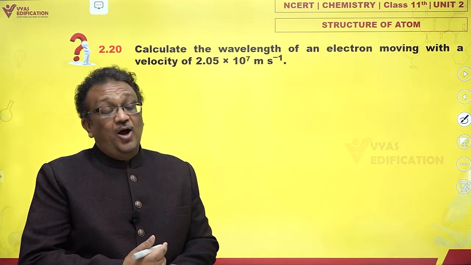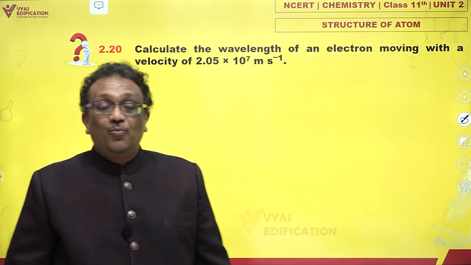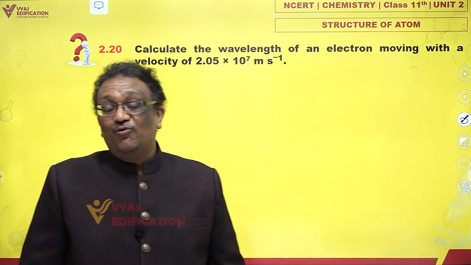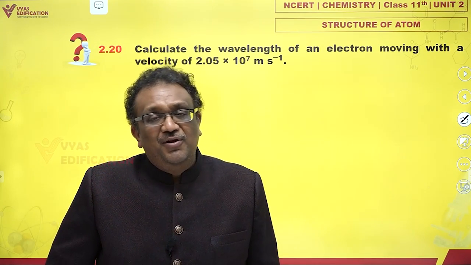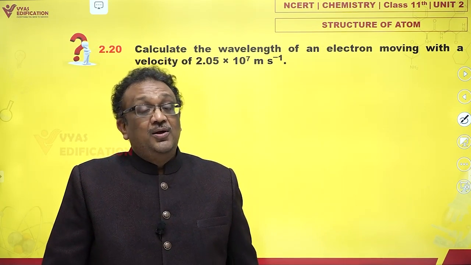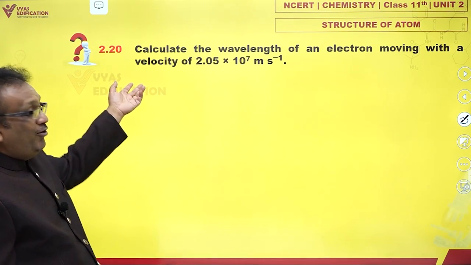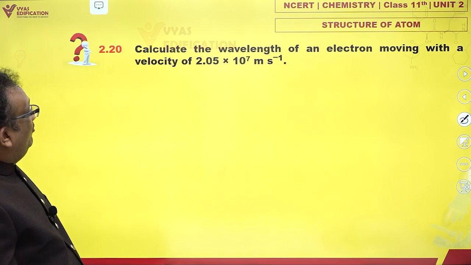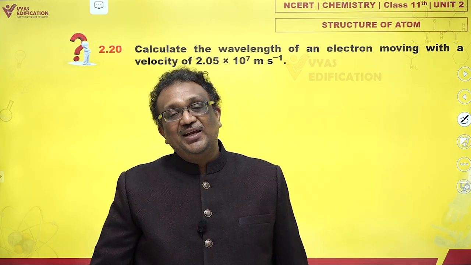That's it. And now we come to an example of de Broglie wavelength. What is that? For the first time, de Broglie talked about the dual nature of matter. He said that there is a wave nature associated with every material particle also. Pretty strange. And not just that, he gave a formula also for that. And on that formula is based this question. Calculate the wavelength of an electron moving with a velocity of 2.05 into 10 to 7 meters per second.